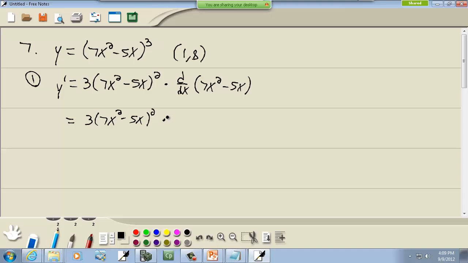Okay. The derivative of that gives us 14x minus 5. Now, if you want to simplify it, that's fine. But in our second step, we change our y prime to m, and we plug in the x part of our point. So you don't have to simplify it.